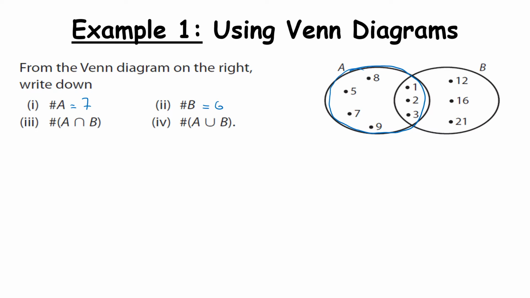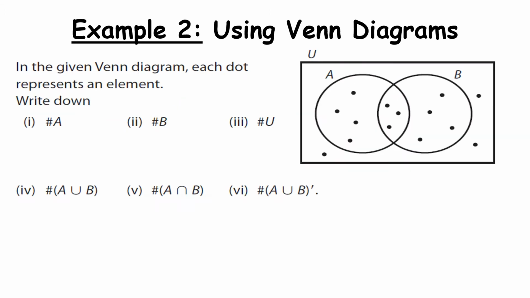The cardinal number of A intersection B, intersection is this piece in here, that's 3. And the cardinal number of A union B is everything here. So we have 10 altogether. Notice that the cardinal number of A is 7, the cardinal number of B is 6, but the cardinal number of A union B is only 10. And the reason for that is because there's 3 in the middle that we don't want to double count.